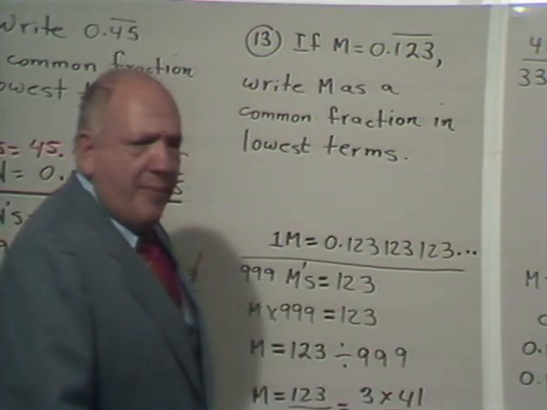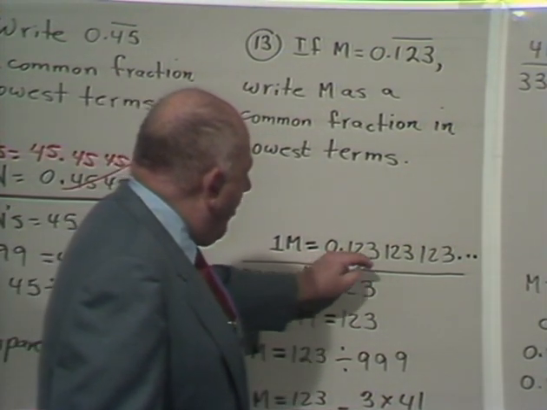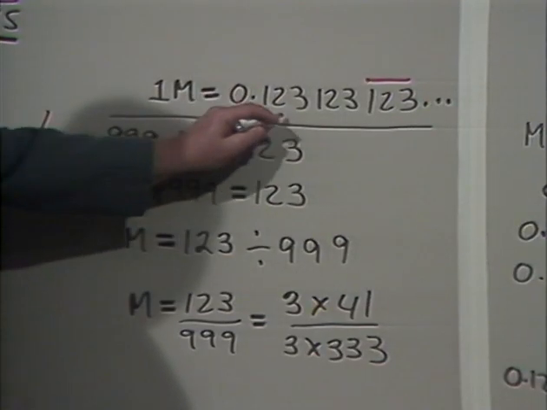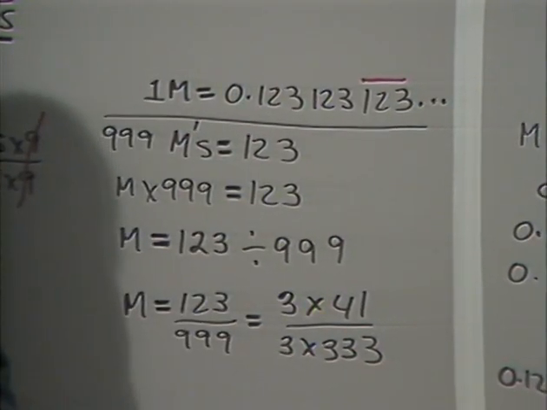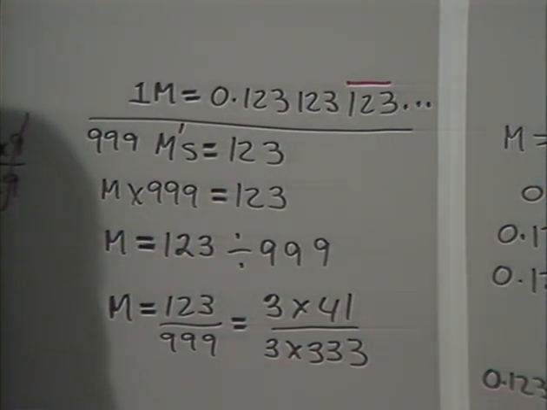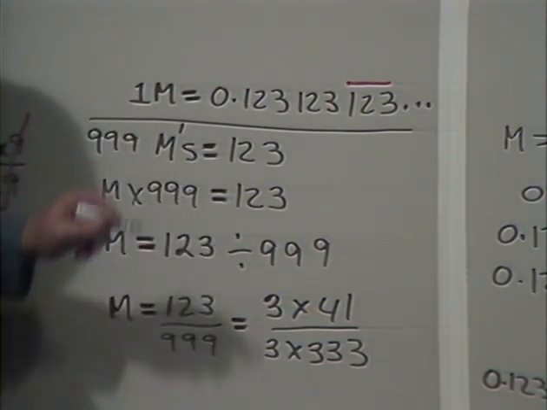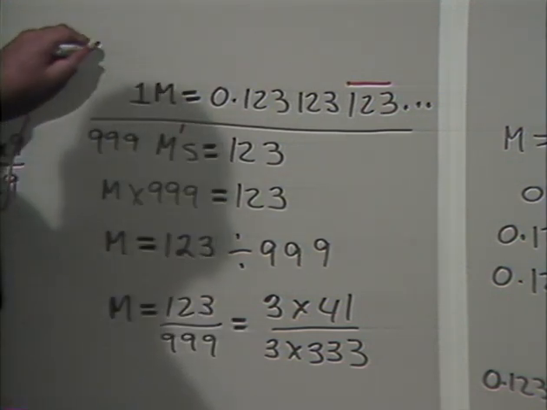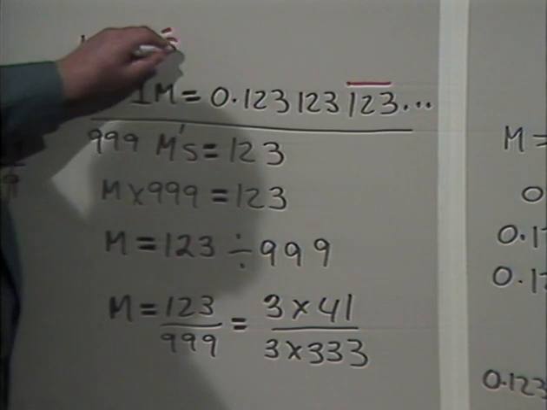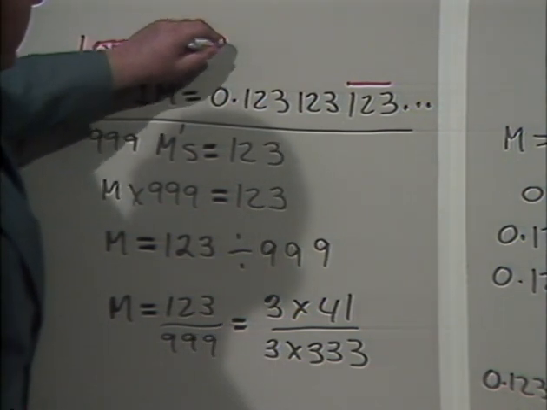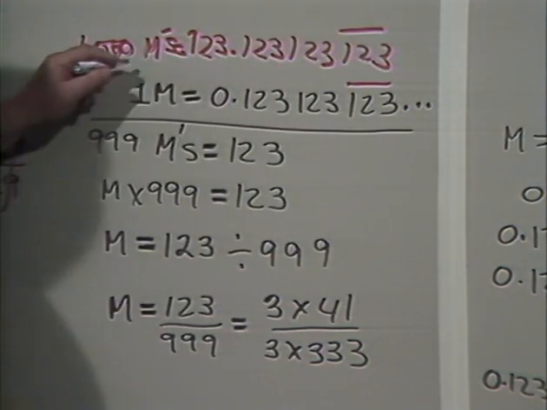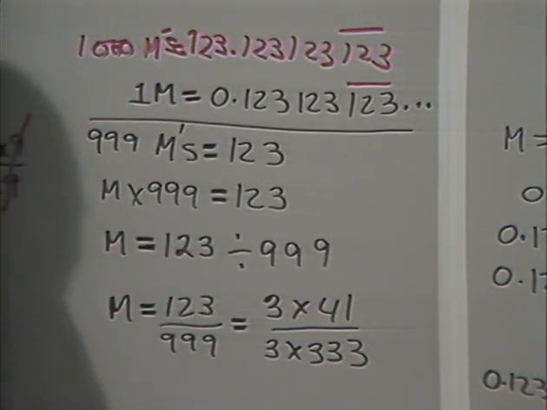I do exactly the same thing as I did before. The only difference now is, how does the cycle repeat? It repeats every 3 digits. That means every time I move the decimal point 3 places to the right, I get the same repeating decimal, don't I? But moving the decimal point 3 places to the right multiplies not by 100, but by 1,000. So in other words, if I move the decimal point 3 places to the right, look what happens now. I get 1,000 m's is 123.123, 123, 123.